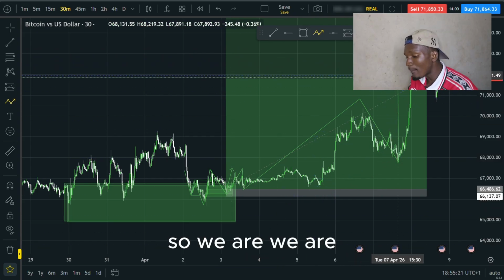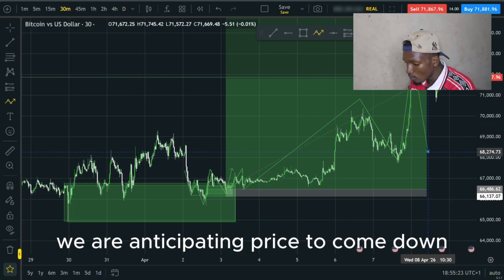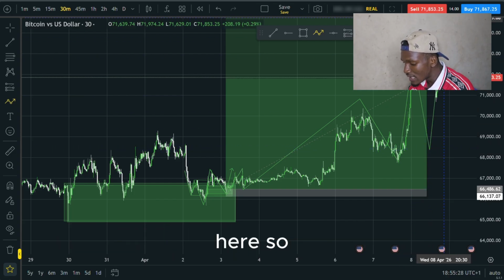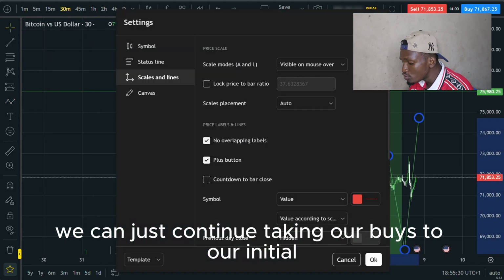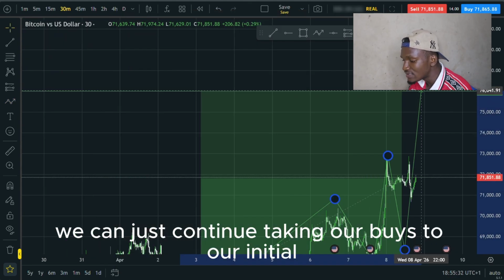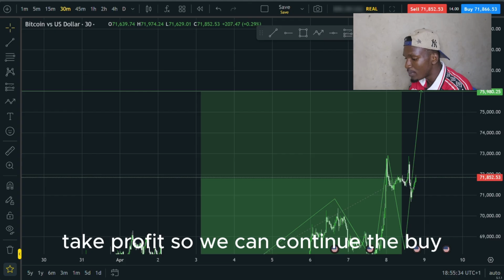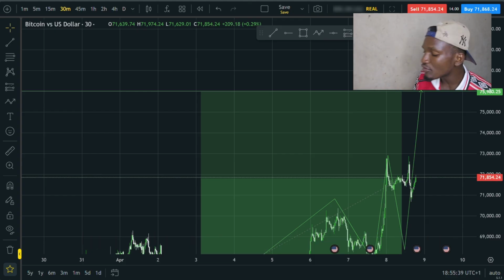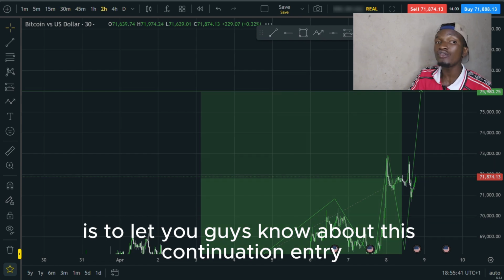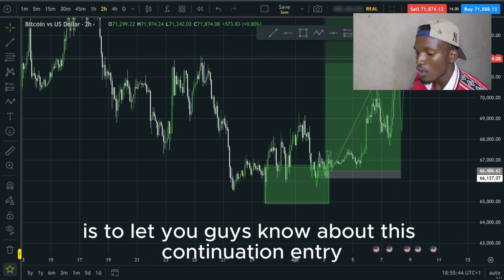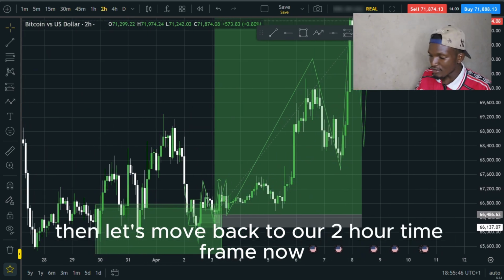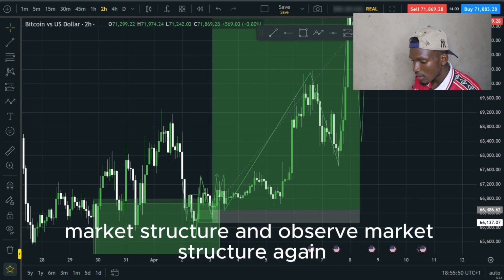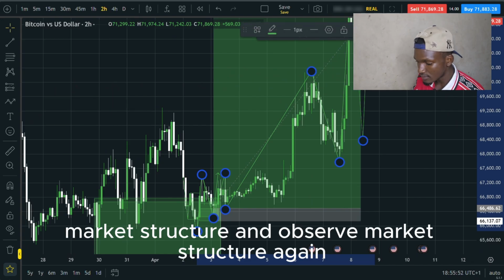So we are anticipating price to come down to around this level here, so we can just continue taking our buys to our initial take profit. So we can continue the buy. The purpose of this video is to let you guys know about this continuation entry. Then let's move back to our 2-hour time frame now and observe market structure again.